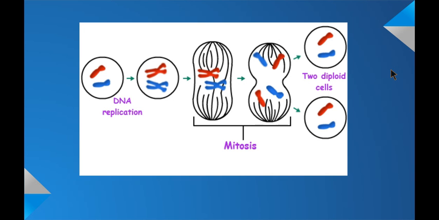Here's a little picture of mitosis. We start with 1 cell over here on the left. We end up with 2 cells on the right. 1 parent cell, 2 daughter cells. 1 cell is divided into 2.